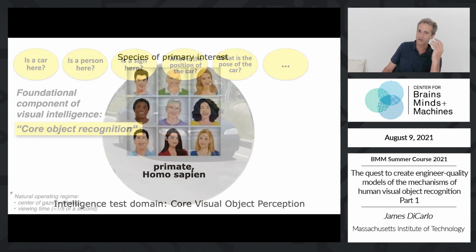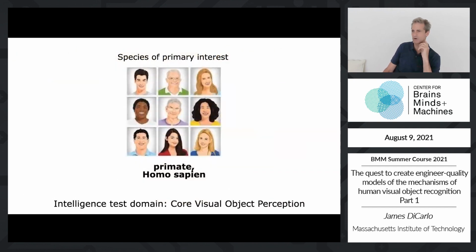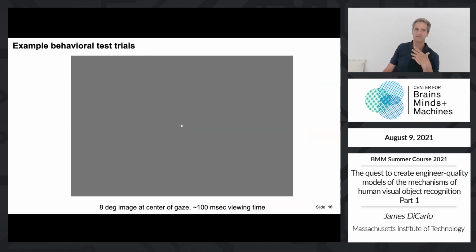it's just a core component. I've been testing you as primates, Homo sapiens, as you do this. And we, of course, test lots of Homo sapiens, lots of other humans. The way we often do that is with tests like this. This is just one example test that we like, where I ask you to stare at this dot, and I'm going to show you a test image, and then you're going to report among two choices. I'm going to give you just 100 milliseconds of viewing time, and these are 8-degree images.